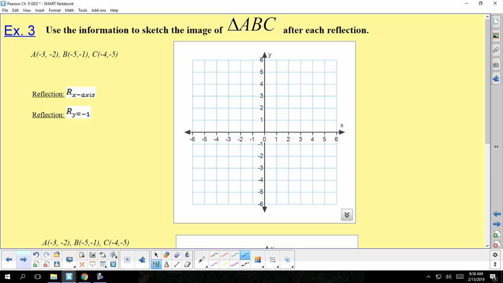All right, so let's do each of these reflections. We're going to do these separately. I'll do this top one, and then I'll have you guys do the bottom. Let's graph each of these. If we need it a little bigger.